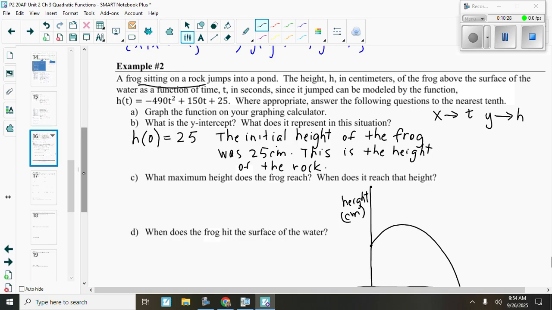All right, what maximum height does the frog reach? And when does it reach that height? This is with your calculator, right? With your calculator, you are looking for the maximum.